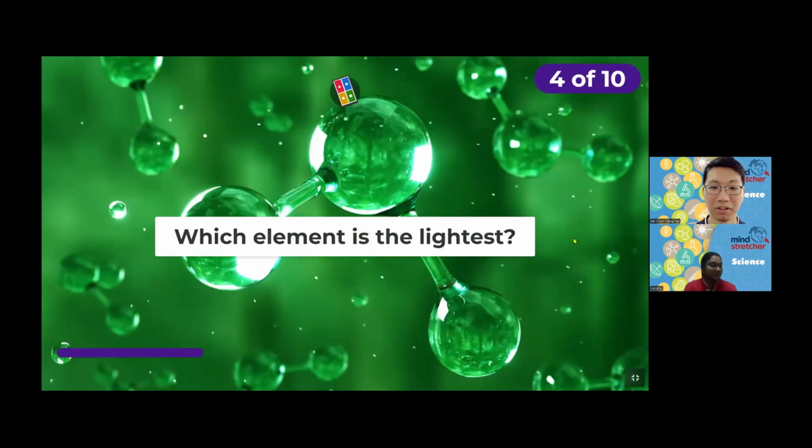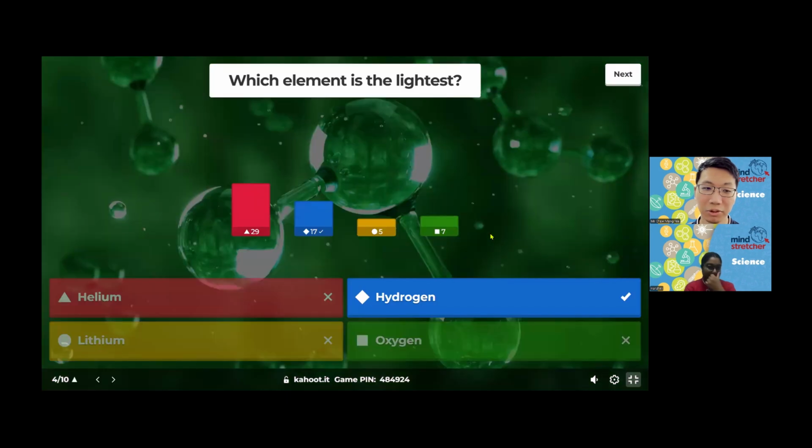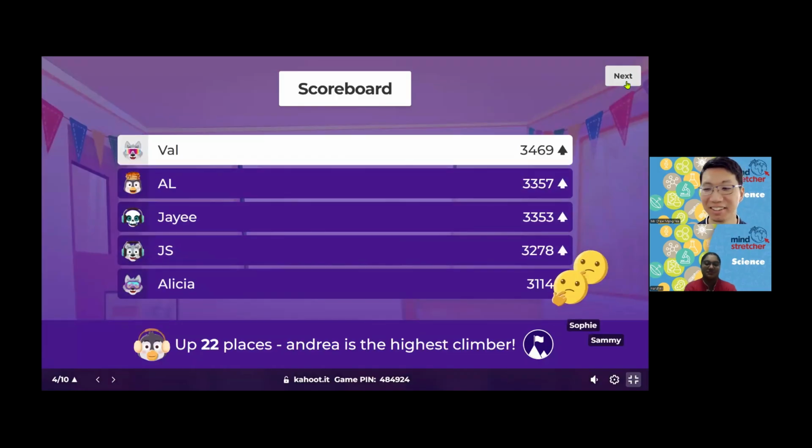Let's go. Which element is the lightest? Oh no, helium is not the lightest. Hydrogen. Okay, I know maybe you all choose helium because of the helium balloon or something, but it's not the lightest. Hydrogen is the lightest. It's the number one that is at the top, standalone. So hydrogen is the lightest. Oh no, all changed. So we have now AL, JE.